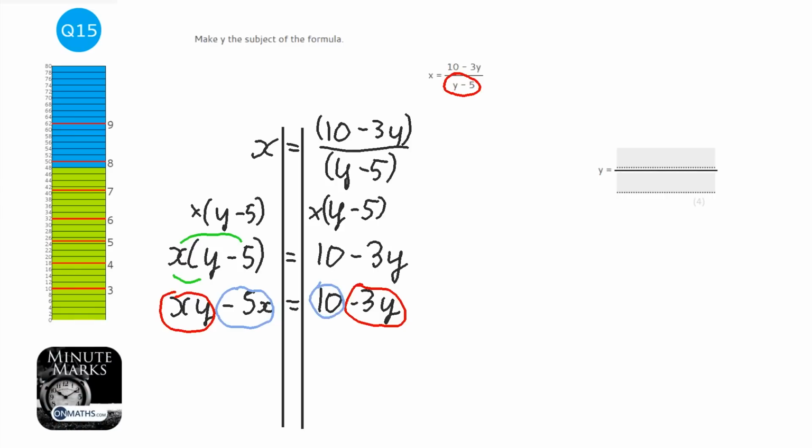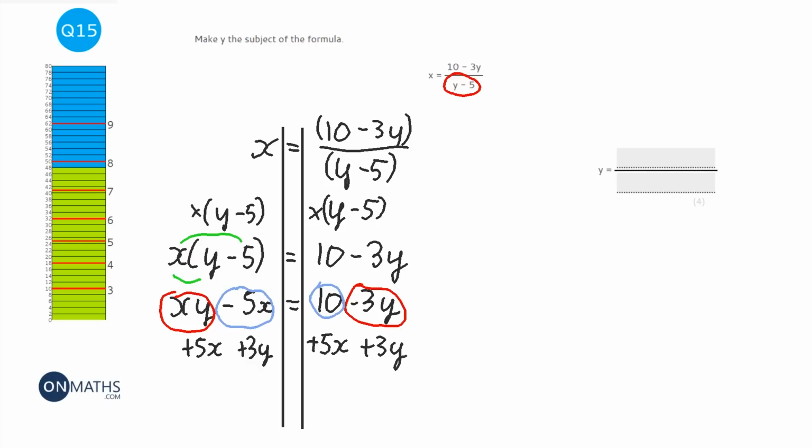So I'm going to add 5x to both sides, but I'm also going to add 3y to both sides as well. So I'm doing 2 in 1 here. So it's xy plus 3y. And on the right hand side we've got that 10 that hasn't moved plus 5x.